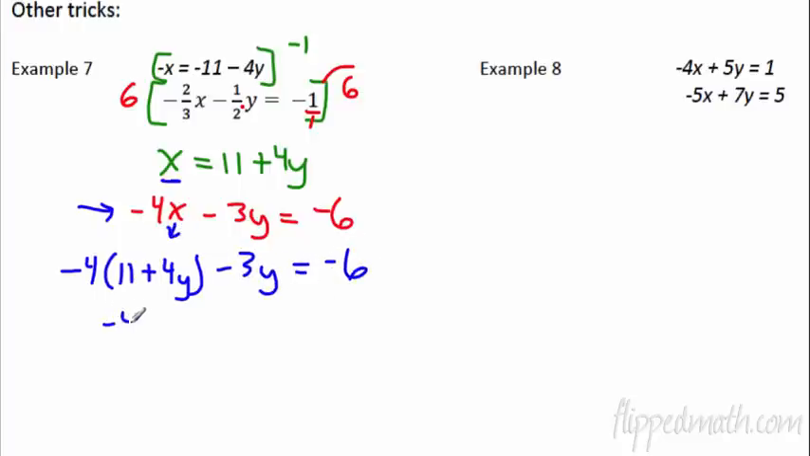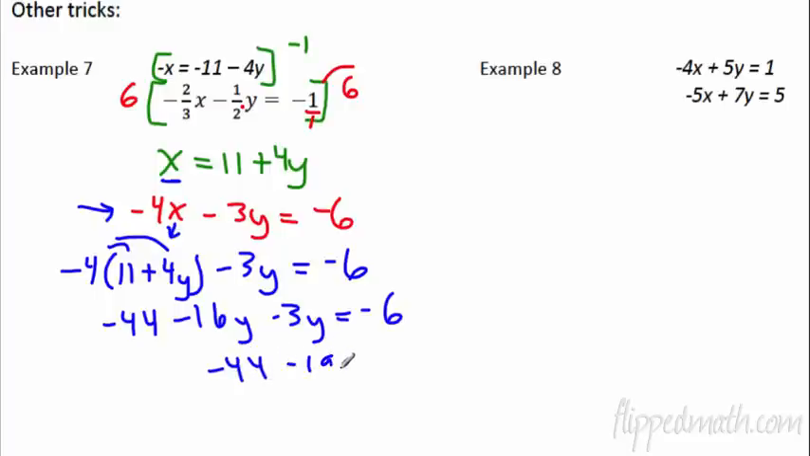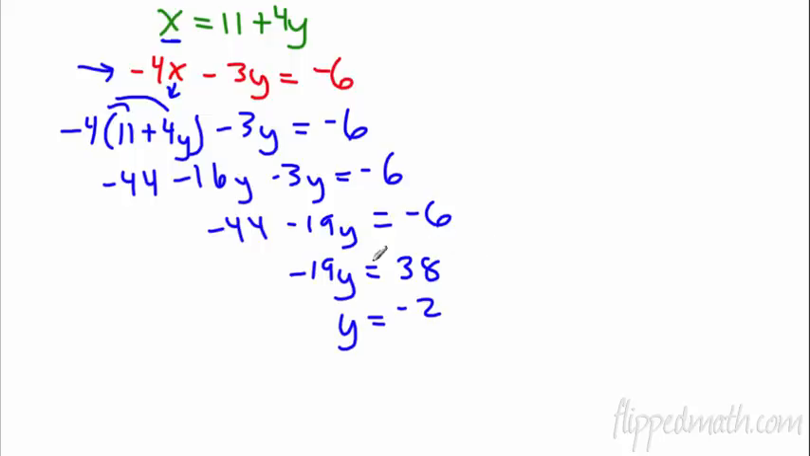So now it just becomes an algebra party. We just start distributing like we know how to do. Combining like terms like we know how to do. We're going to get negative 44 minus 19y equals negative 6. Negative 19y equals 38. When you add 44 to each side, you get y equals negative 2.